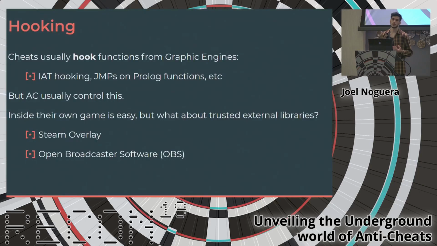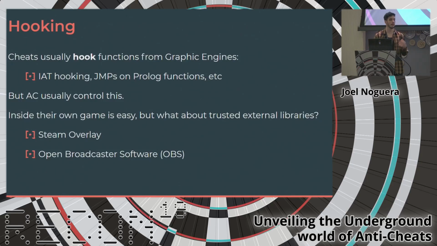In order to do that, the usual ways to hook one of these functions could be modifying the import address table or placing a jump at the beginning of the function we want to hook. However, as anti-cheats know that this is a well-known technique, they usually scan all these commonly hooked functions, and they also validate that no one modifies the import address table.